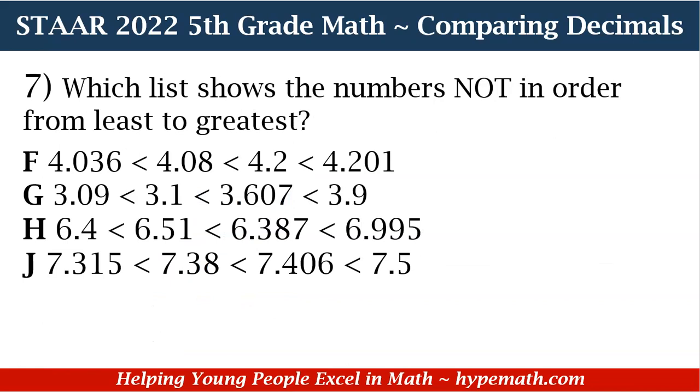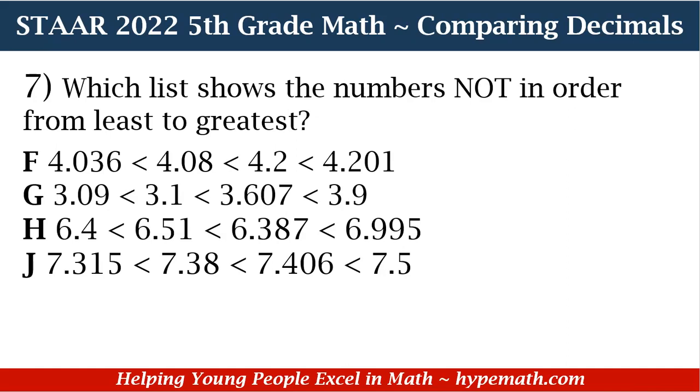Let's look at number 7. And again, you can purchase the 5th grade review workbook to follow along with us as we go through our problems. Number 7 says, which list shows the numbers not in order from least to greatest?